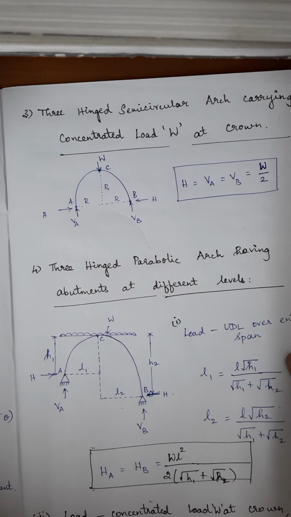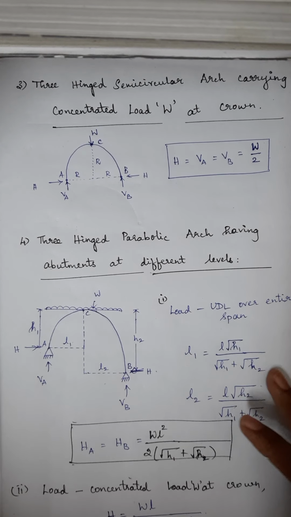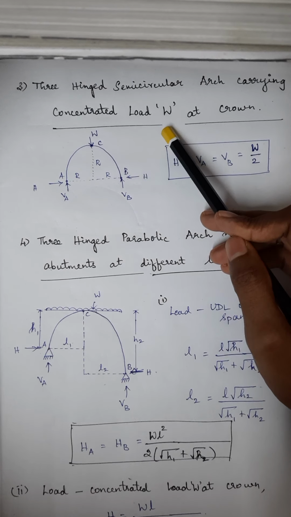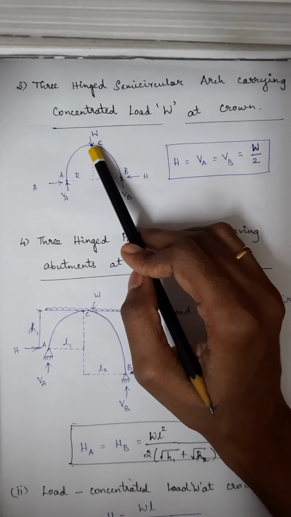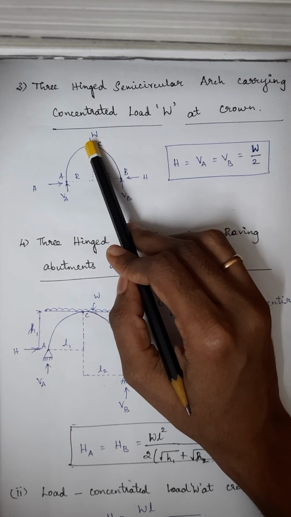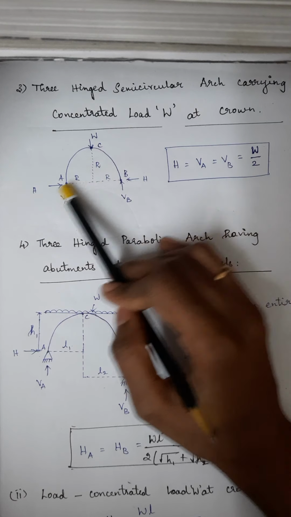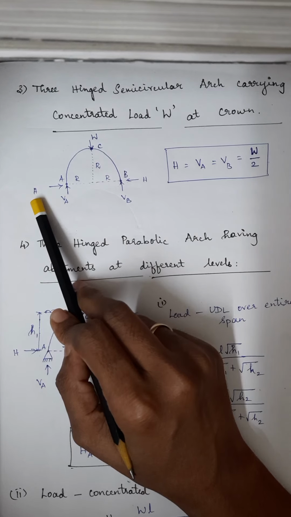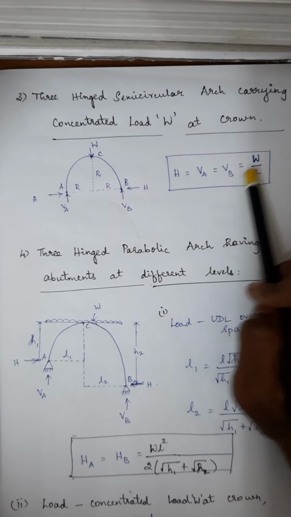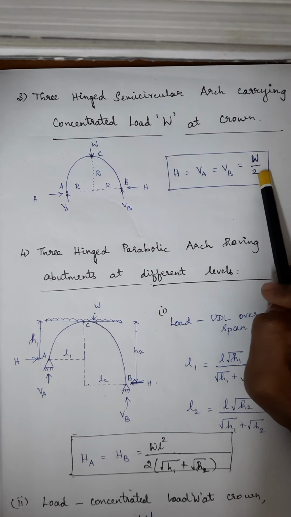Next is 3-hinged semicircular arch carrying concentrated load W at crown. Before this we saw the UDL load. Here concentrated load W at the crown point, that is the top point, the rise R, the rise H, at that place W. In this condition, H horizontal thrust will be equal to W by 2.